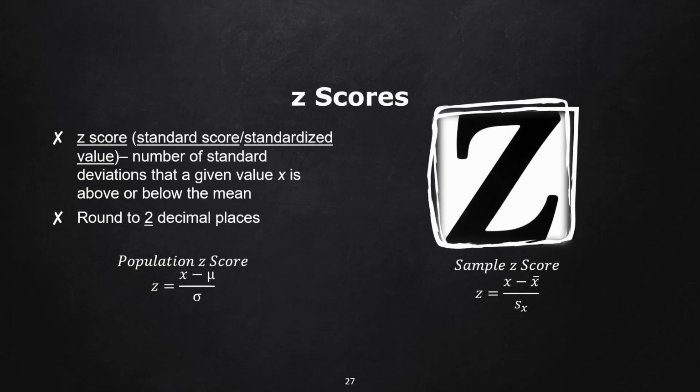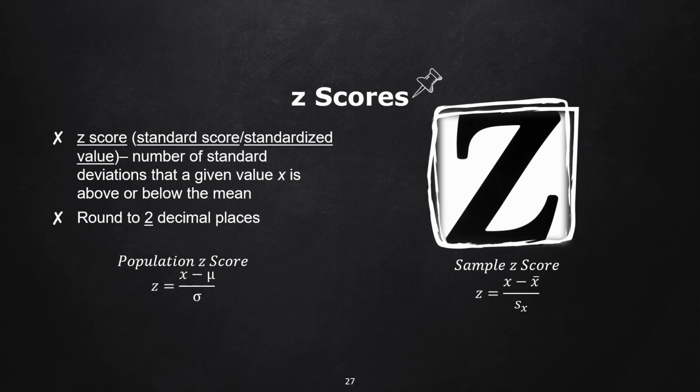First measure of relative standing is a Z-score, sometimes also referred to as a standard score or a standardized value. It's the number of standard deviations that a given value x is above or below the mean. This one has a distinct rounding rule. We typically round to 2 decimal places. And there we have the formulas for those two.